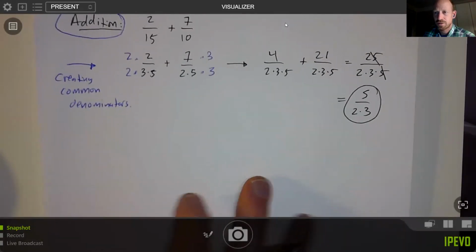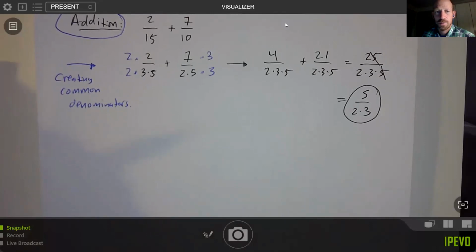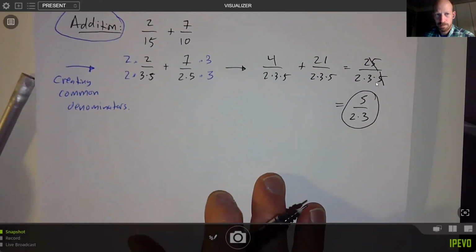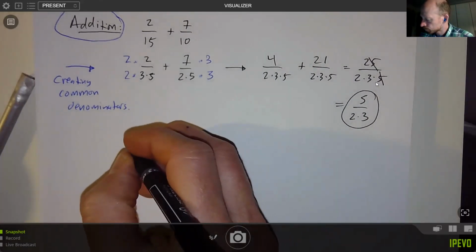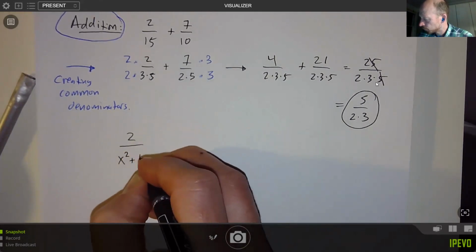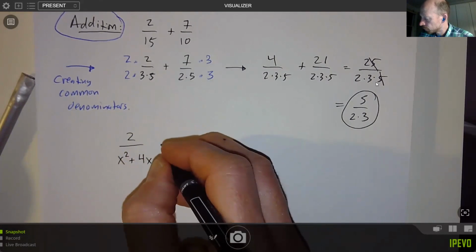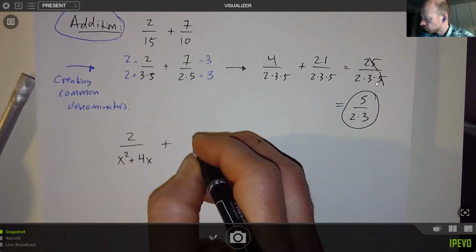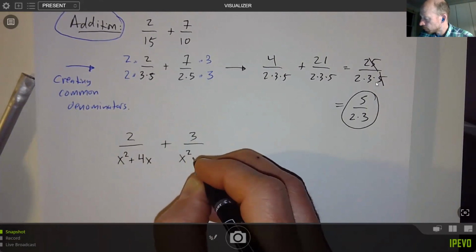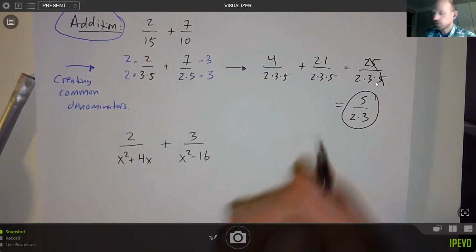Try and keep this on the screen so we can see. Let's see both. Let's try 2 over x squared plus 4x plus 3 over x squared minus 16.